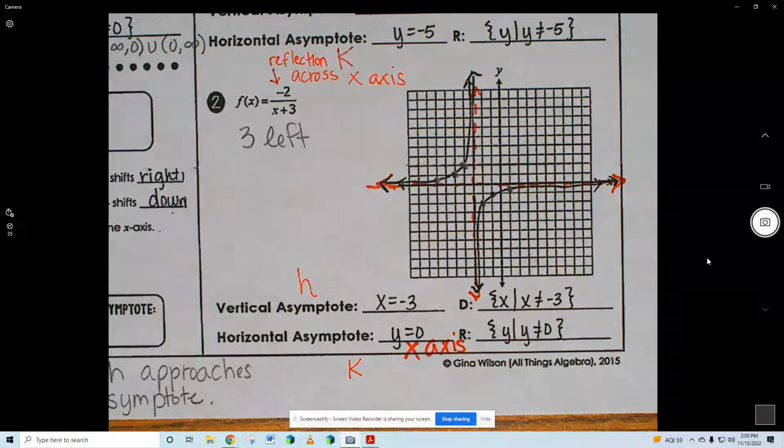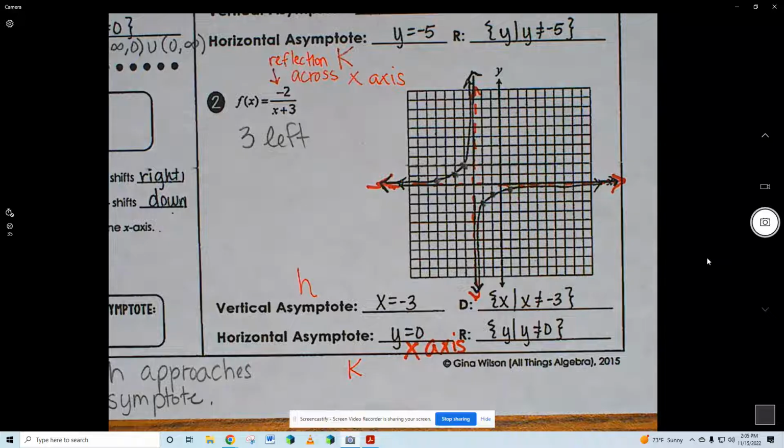All right. So these are transformations. Left, right, up, down. Domain and range still is not including. So I've got this line. I've got a vertical line at -3. That's my asymptote. My graph is everywhere except at -3.